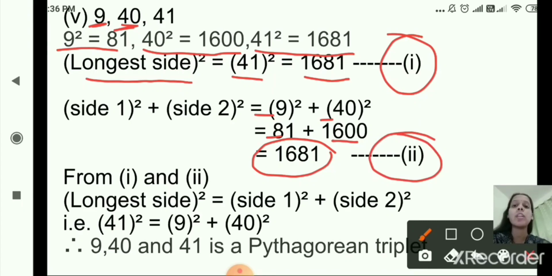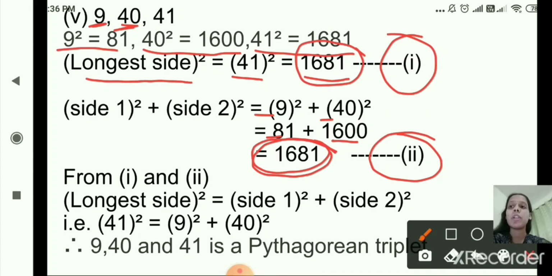See here, what we got in the first statement. What is the answer? Longest side square is equal to 1681. What is the second statement? That is side 1 square plus side 2 square is equal to 1681. Now from 1 and 2, longest side square is equal to side 1 square plus side 2 square. Both the answers are equal.